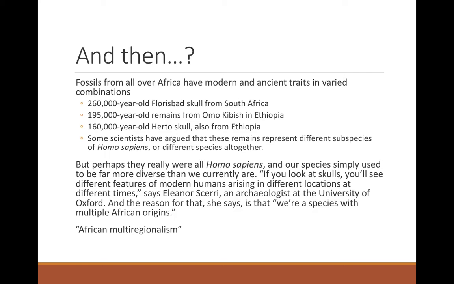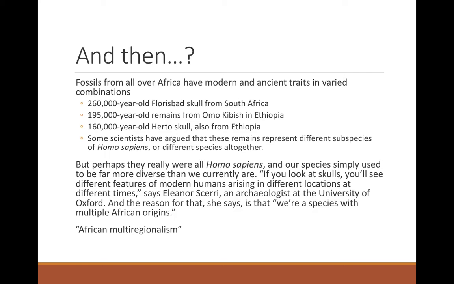We also then have a unique mixture of modern and ancient traits and a variety of combinations all over Africa. We have the Florisbad skull that dates to 260,000 years ago in South Africa. We have a skull from Omo Kibish in Ethiopia that's 195,000 years ago. We have a Herto skull from Ethiopia that dates to 160,000 years ago. Some scientists have argued that these three specific skulls represent different subspecies of Homo sapiens that are not fully modern. Some recommend that they're different species altogether, but the differences aren't really enough to classify them as different species. They all could potentially be fully anatomically modern Homo sapiens with a lot more diversity in our phenotypes and our skull morphology than we currently see.